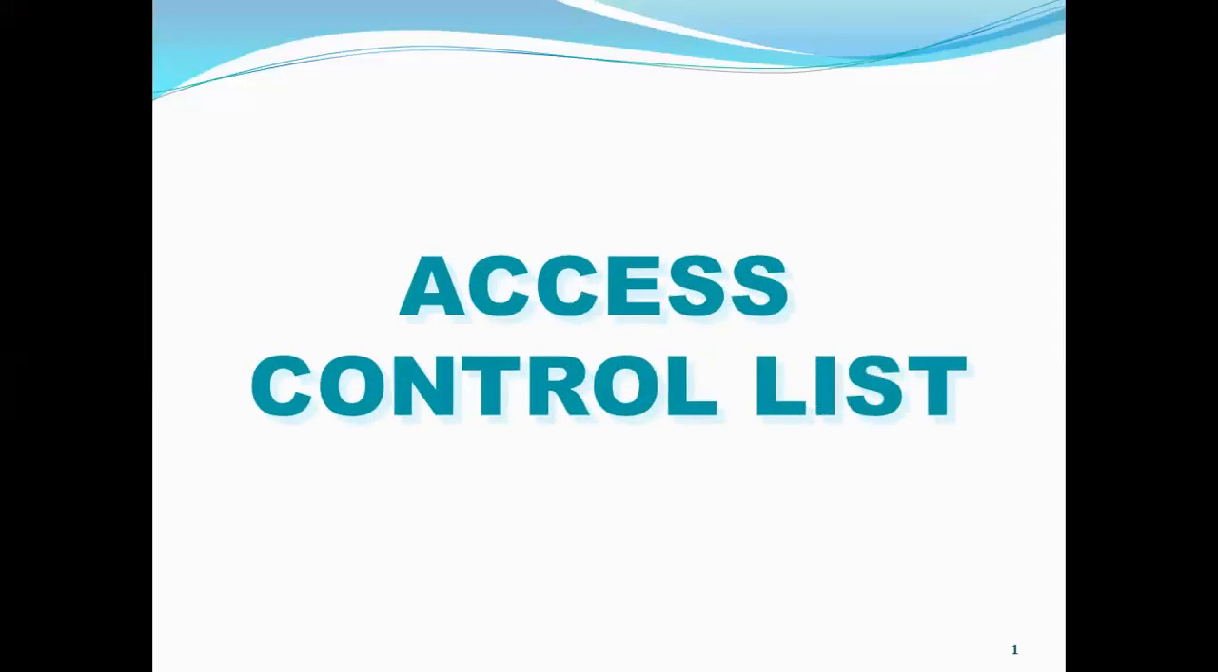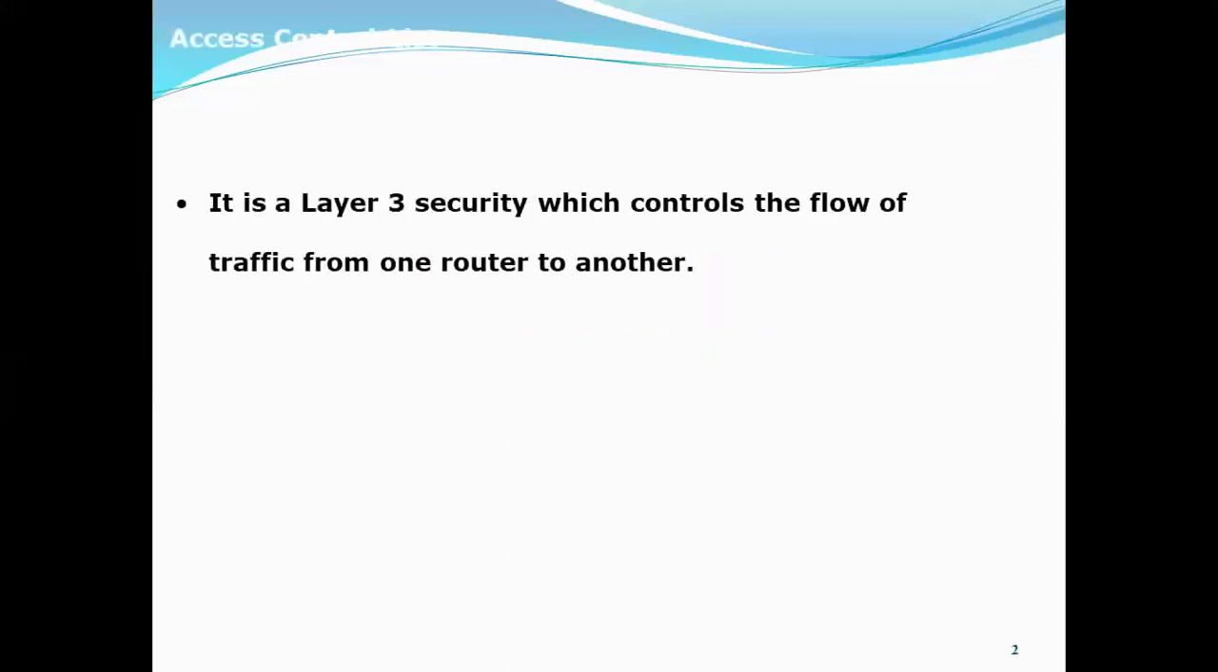ACL stands for Access Control List. Access Control List is a layer 3 security which controls the flow of traffic from one router to another. So as we know, Access Control List is a security topic. It is used for security. It provides layer 3 security by filtering the traffic. It takes a decision based on the access control list, the statements that you configure.